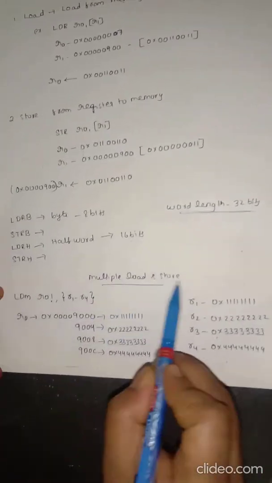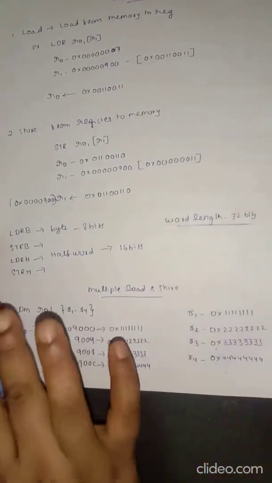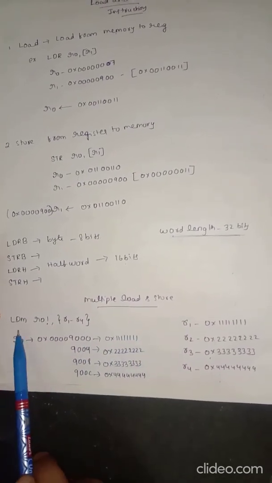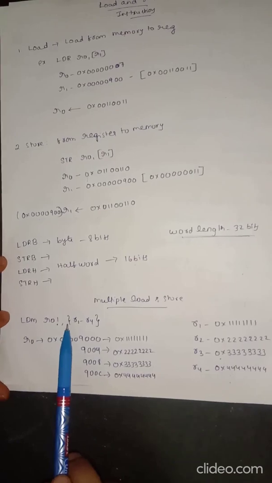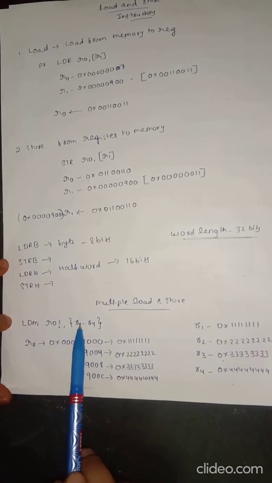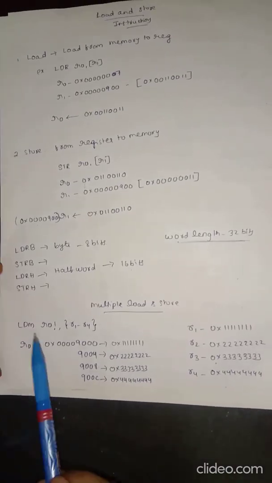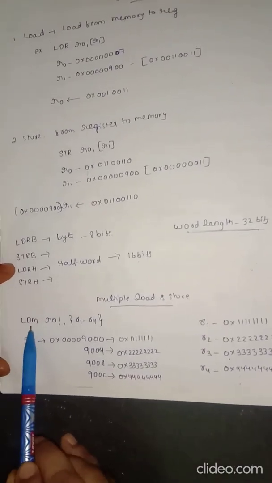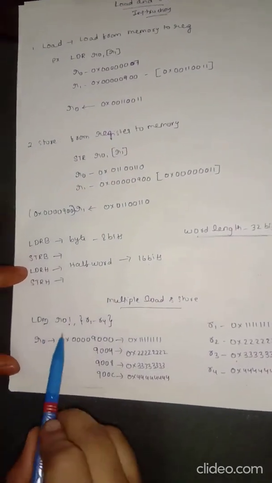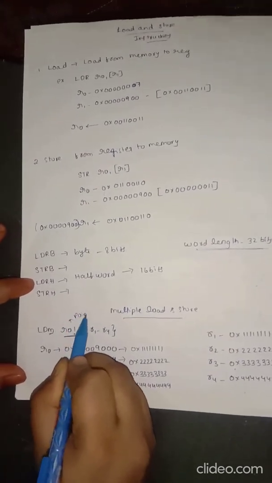Now multiple load and store. Here loading and storing is done only for one register, between a memory location and only one register. But multiple load and store instruction means we are loading from memory to multiple registers. Storing is from multiple registers to memory. So first one is LDM. M indicates multiple registers. Here R indicates only register. Now R0 with this symbol indicates it is a pointer. Okay, it is pointing to some memory.